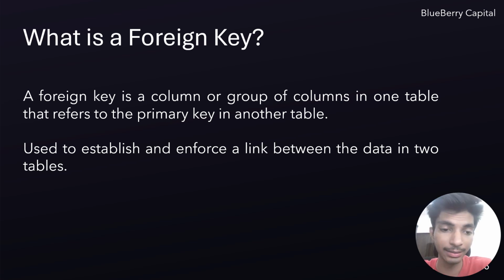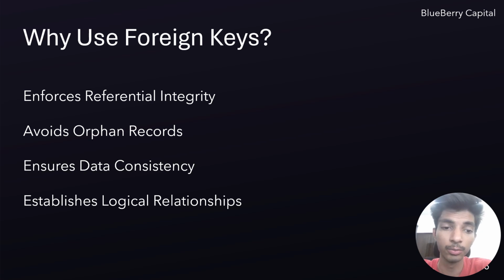As it is written here, it's used to establish and enforce a link between the data in two tables. So this is what a foreign key is: a column in a table which references the primary key of another table. And then you can use both of these columns, the primary key of, let's say, table A and the foreign key of, let's say, table B, and then you can run many relational queries in parallel on that. So why use foreign keys?